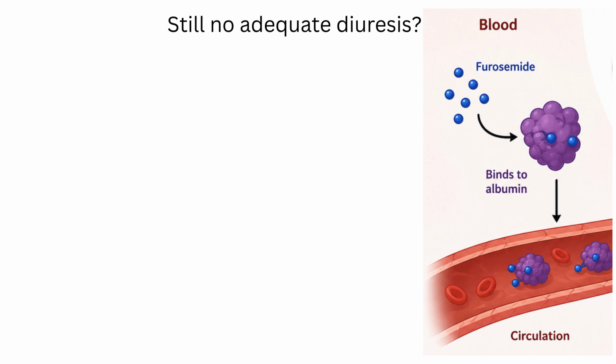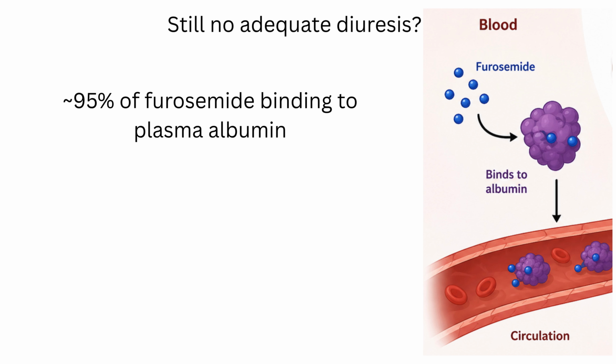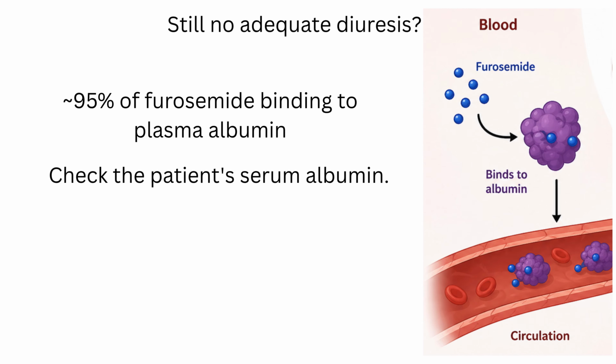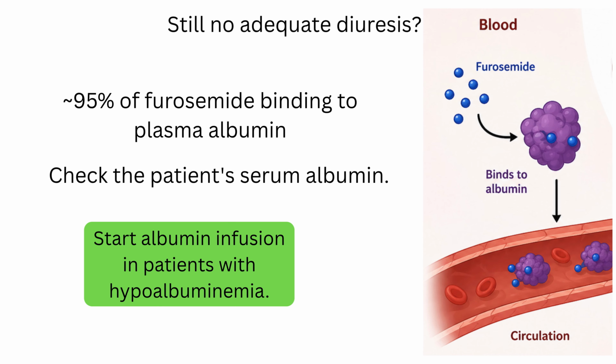What if we're still not achieving adequate diuresis? What should we do? About 95% of furosemide is transported to the kidneys bound to plasma albumin, where it exerts its effect. That's why we should check the patient's serum albumin level. If hypoalbuminemia is present, consider starting an albumin infusion.